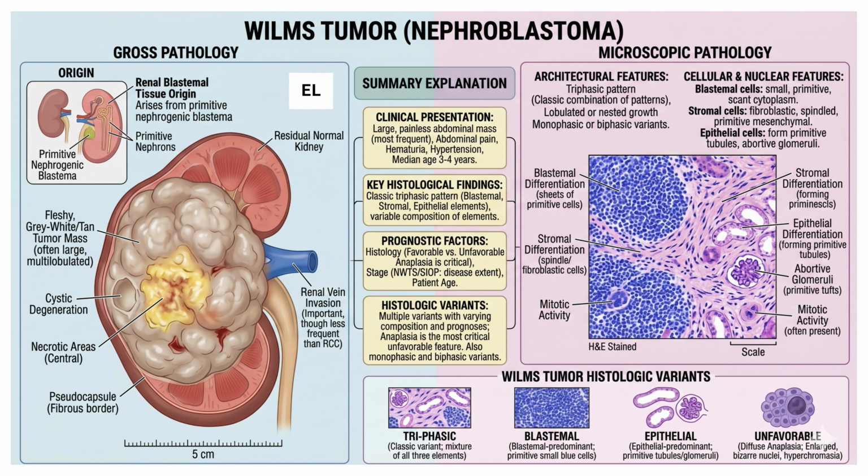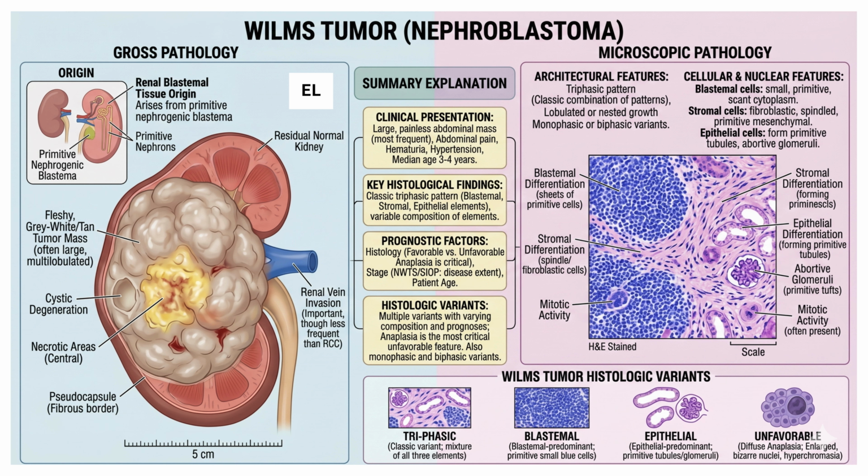Another very important concept highlighted in the image is histologic variance and prognostic significance. The classic triphasic variant is generally considered the typical form. Some tumors are blastemal predominant, while others may be epithelial predominant. However, the most critical pathological feature influencing prognosis is anaplasia. Unfavorable histology with diffuse anaplasia is associated with poorer outcomes and resistance to chemotherapy.